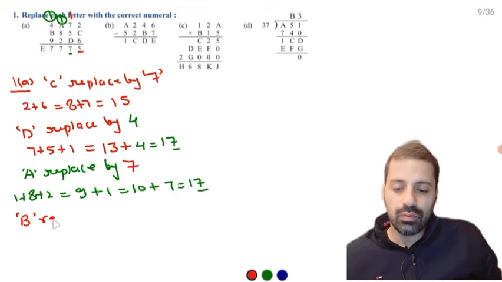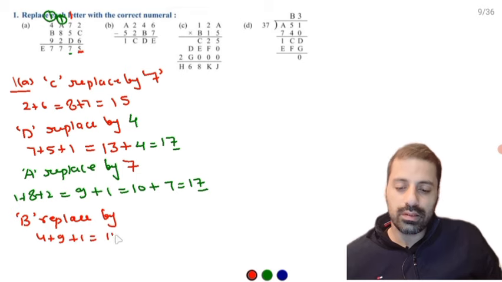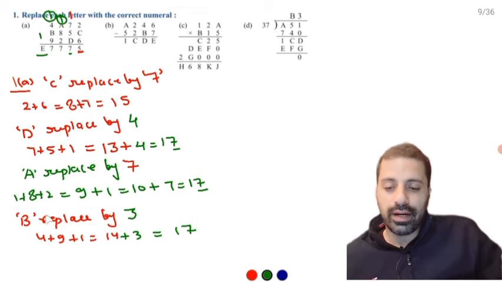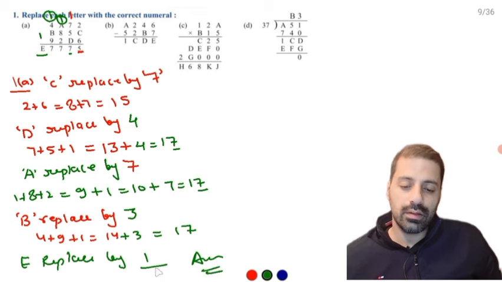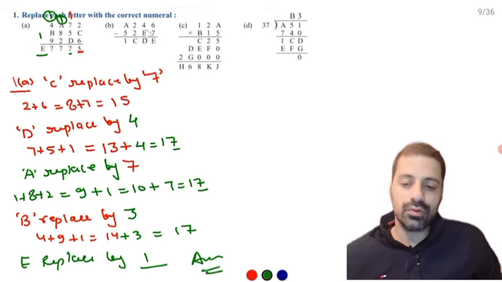Now we have to find B. B replaced by which number? So 4 plus 9 plus 1, that is 14. What should I have to add in 14 so that I get unit place 7? So 3, that will be 17. So B replaced by 3 and E replaced by 1, because 1 is carry forward. E replaced by 1. So this is the solution of question number 1.